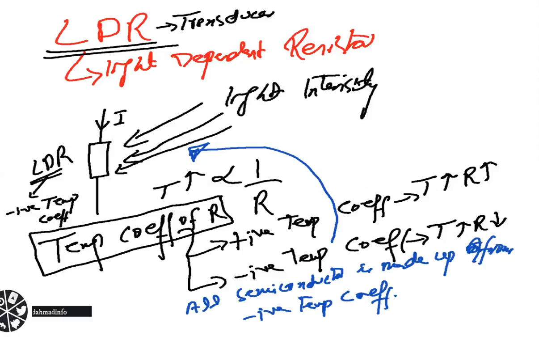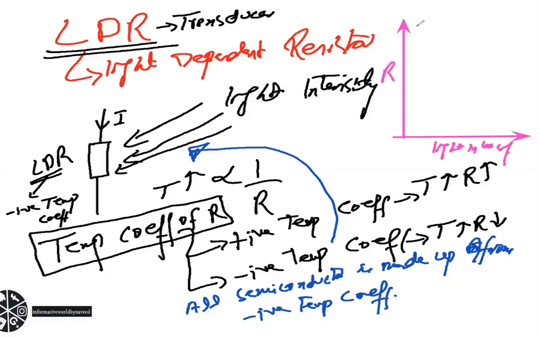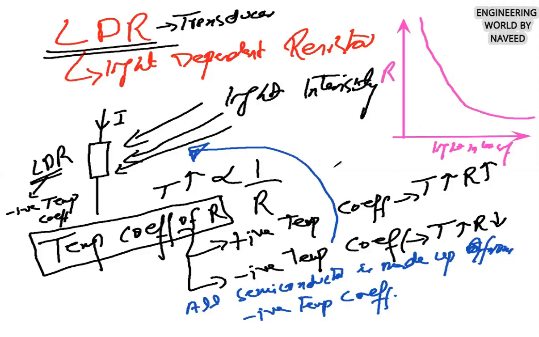If you want to draw a graph between the intensity and the resistance, with light intensity on this axis and resistance here, then the curve will be like this. If you increase the light intensity, you move like this, and the resistance will get decreased. So it has an inverse relation. So this is all about the LDR.